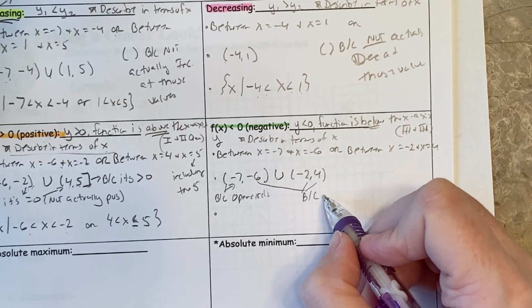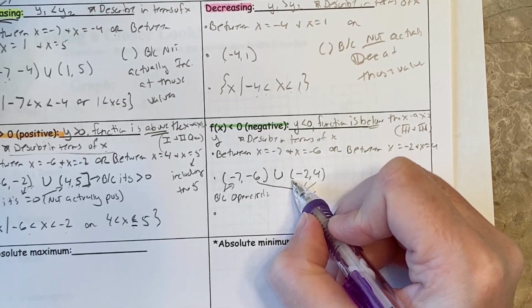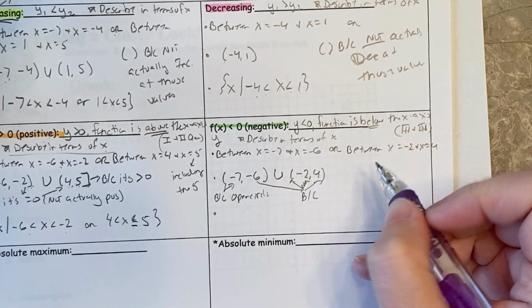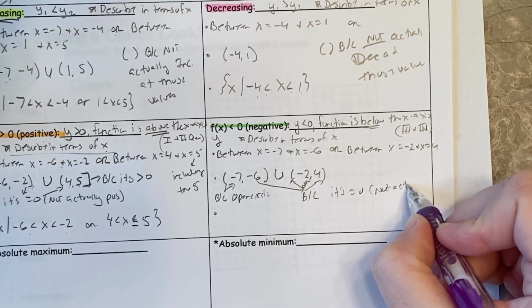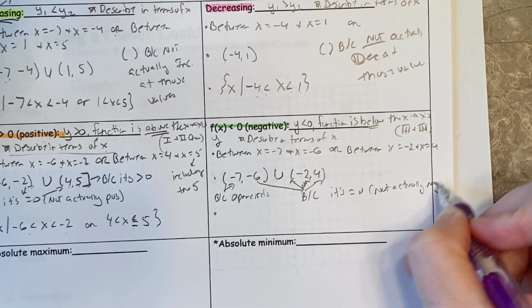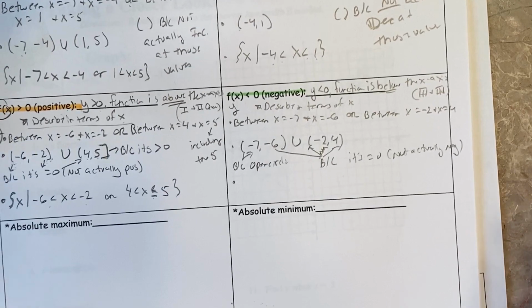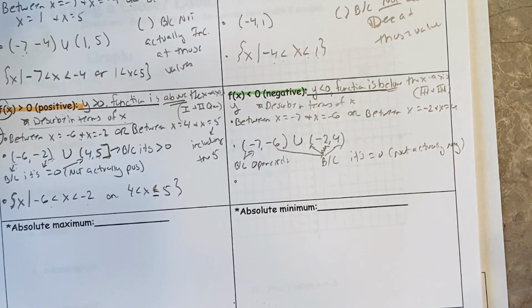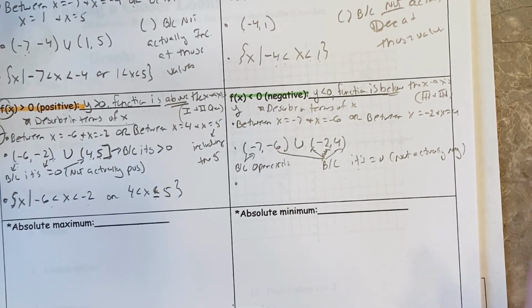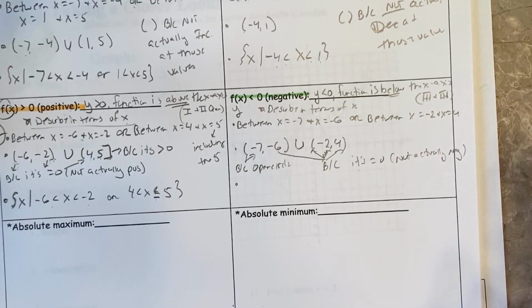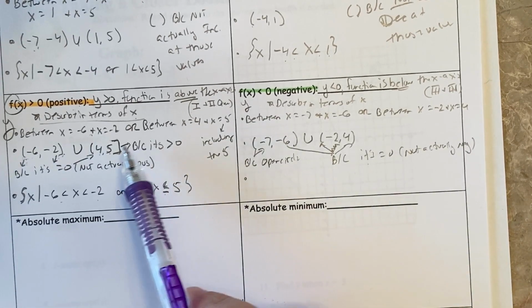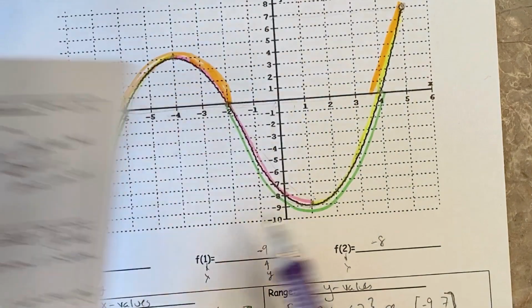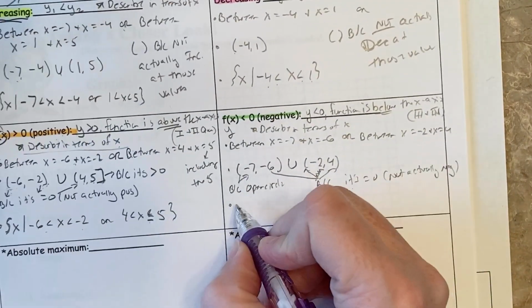The reason it's parentheses here is because it's equal to 0 and not actually negative. If the y value is not actually negative, and 0 is not negative or positive, it has to be parentheses. This was a bracket because of the filled in circle. This normally would have been a bracket, but it is an open circle.